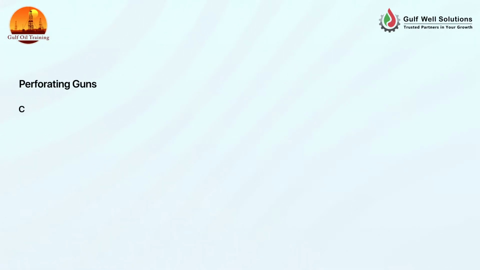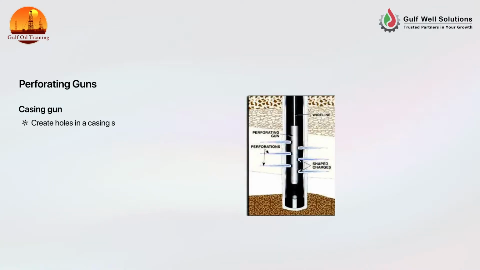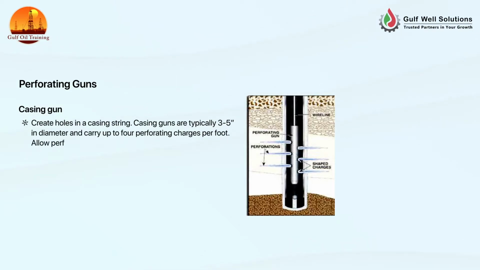Perforating guns. Casing gun. It creates holes in a casing string. Casing guns are typically 3 to 5 inches in diameter and carry up to 4 perforating charges per foot. They allow perforation through production casing using a larger diameter gun assembly.